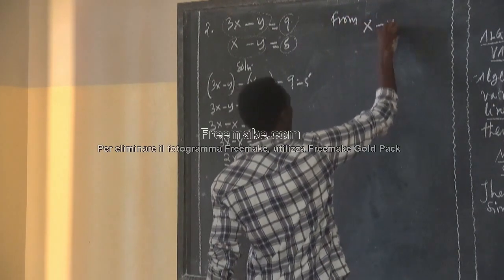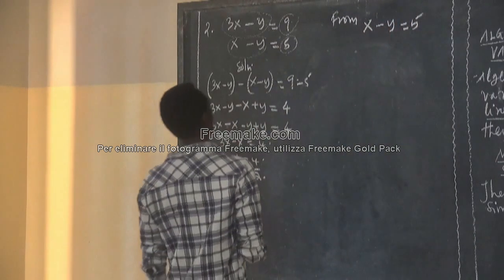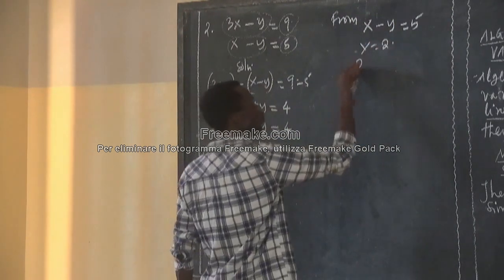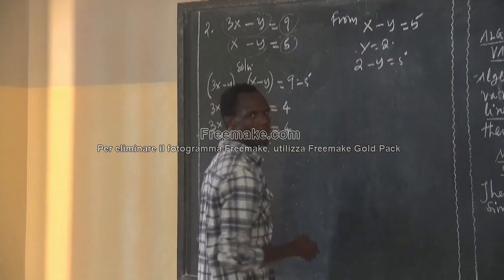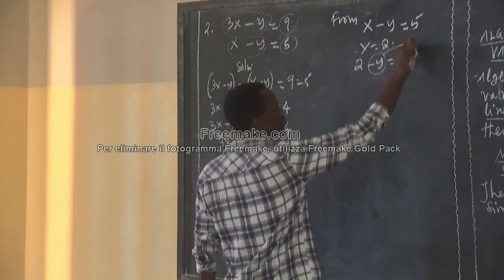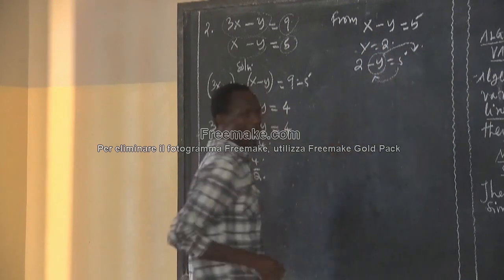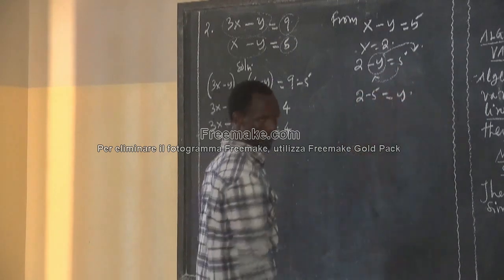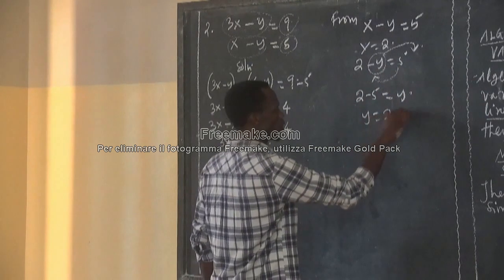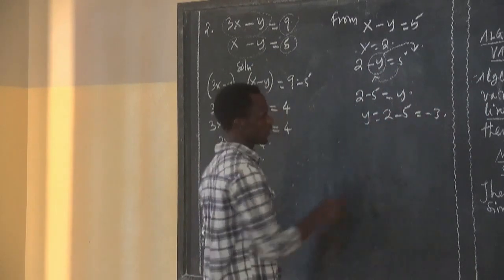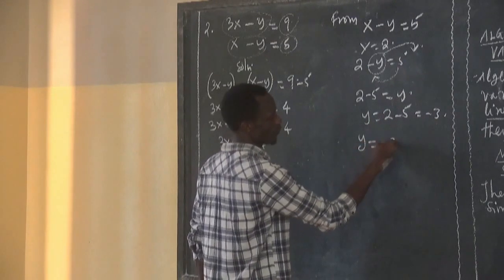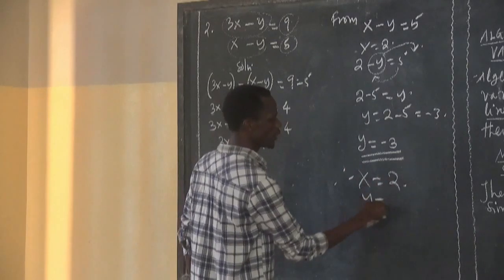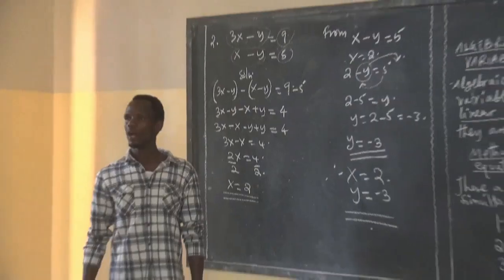From x minus y is equal to 5. Remember, the value of x is equal to 2. Now, 2 minus y is equal to 5. Means take this to the other side. This is negative, taken to the other side, and this is positive. We are collecting the like terms. Now we have 2 minus 5 is equal to y. Then y is equal to 2 minus 5, which is equal to negative 3. Now the value of y is equal to negative 3. And therefore you conclude by saying x is equal to 2 and y is equal to negative 3. This is simple. Are you together?